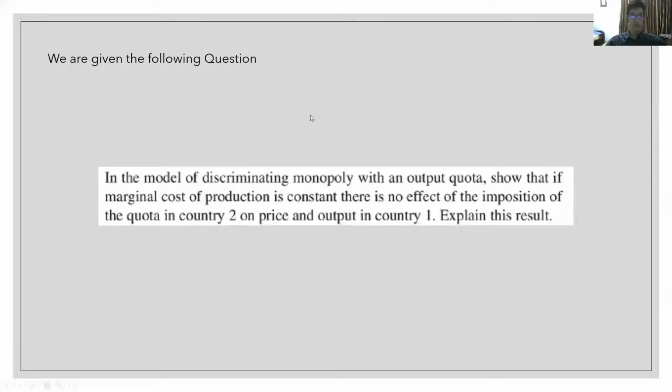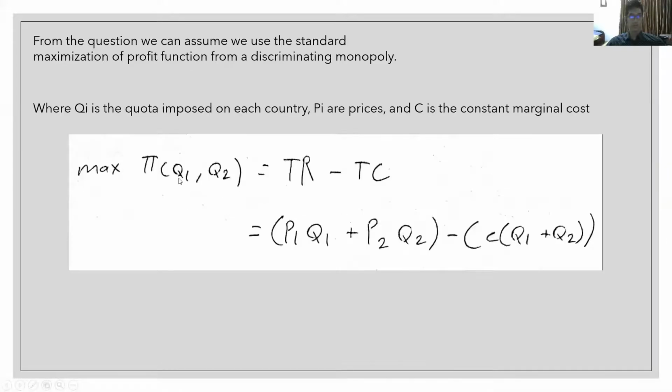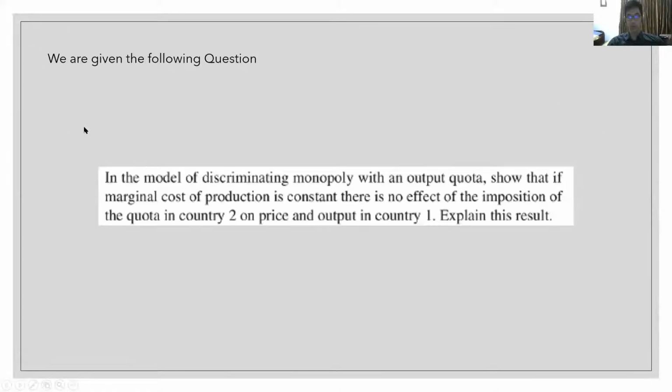Okay, so for problem 1, we are given the following question. In the model of discriminating monopoly with an output quota, show that if the marginal cost of production is constant, there is no effect of the imposition of the quota in country 2 on the price and output in country 1. Explain this result.